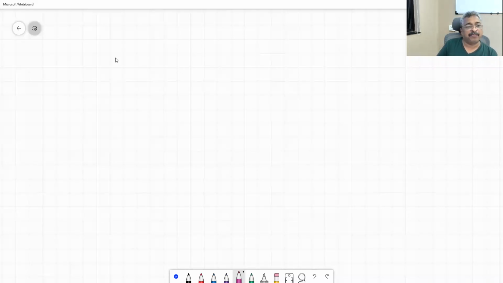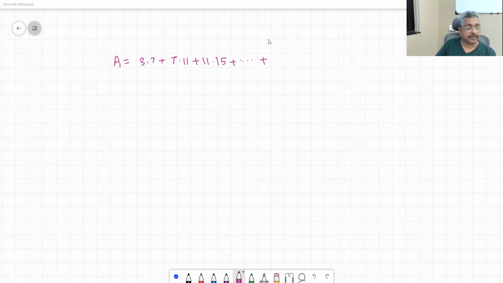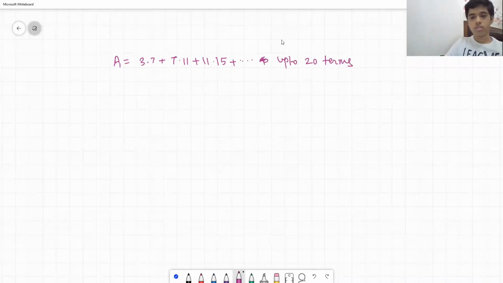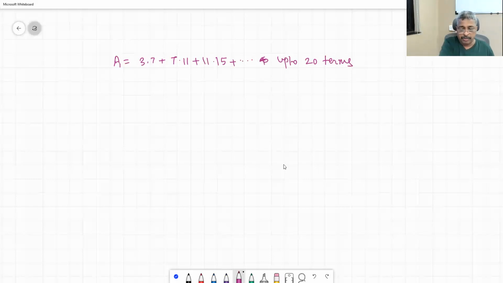So the first problem given last time was A is equal to 3 into 7 plus 7 into 11 plus 11 into 15 plus dot dot dot up to 20 terms. That was the problem, and you solved it by using the rth term and sigma notation. I hope you remember that.